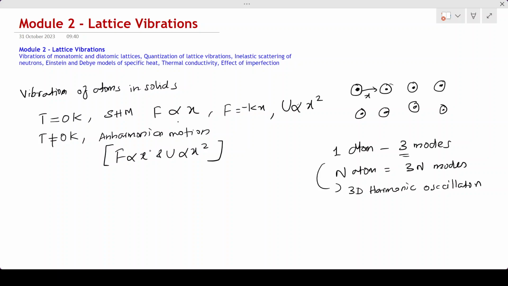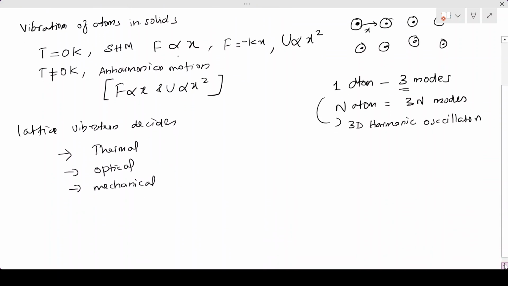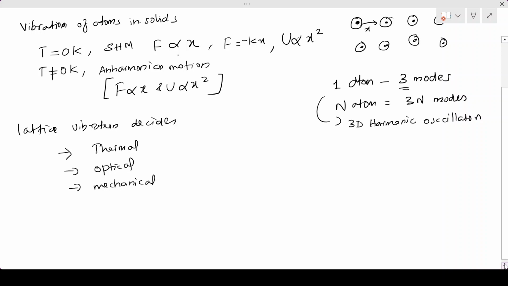Okay, and now we can consider why lattice vibration. When you consider the properties of a solid, why is lattice vibration more important? The lattice vibration is more important because the lattice vibration decides different properties of a solid, like thermal properties of a solid. Okay, and it will also decide the optical properties of a solid. And it also decides the mechanical property.